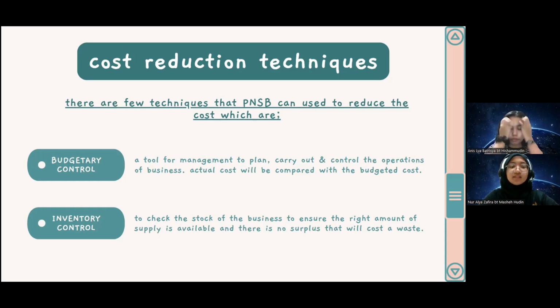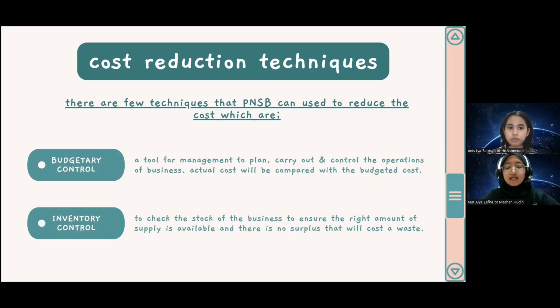So the next one is inventory control. Inventory control is to check the stock of the business to ensure the right amount of supply is available and there is no surplus that will cause waste. It's okay to face a deficit because they can reorder the raw material for the production. But when the company faces a surplus in the stock, the company not only faces a loss, but a huge wastage that can bring a lot of loss.